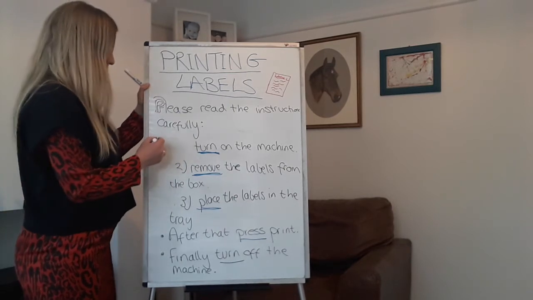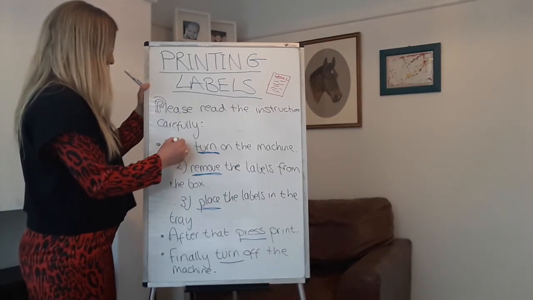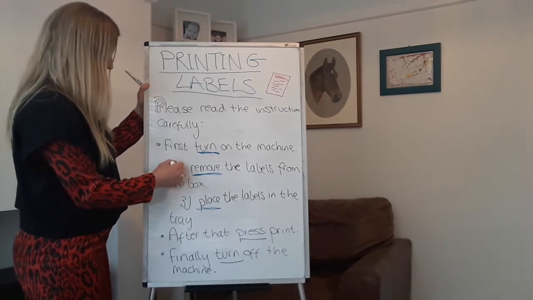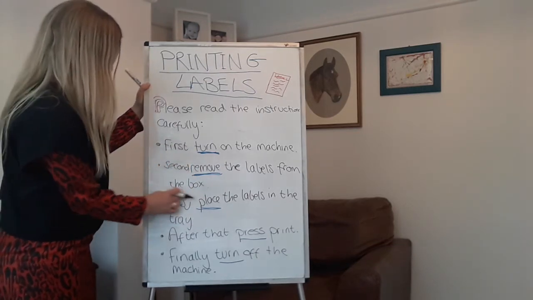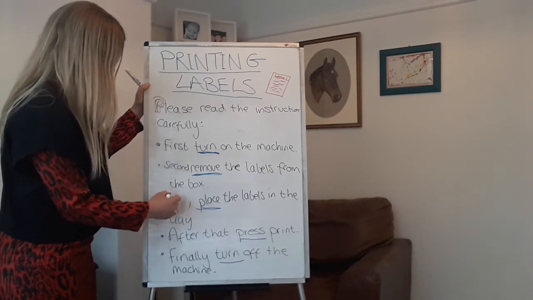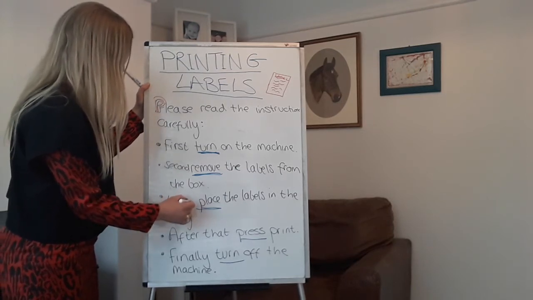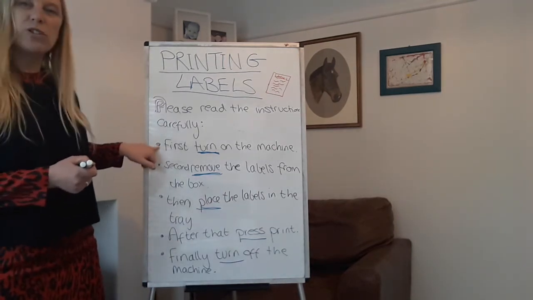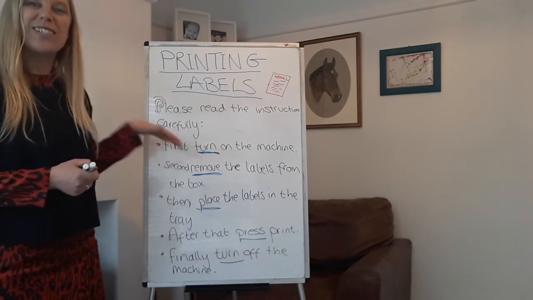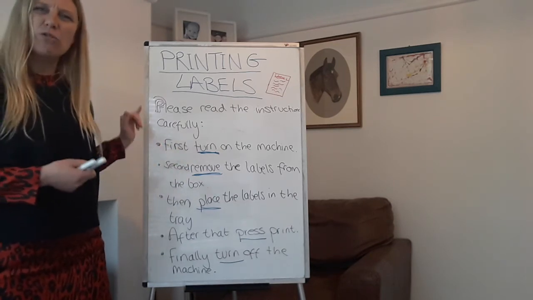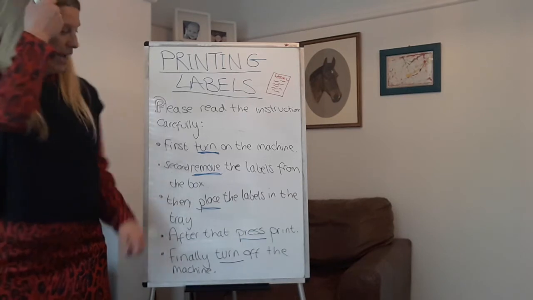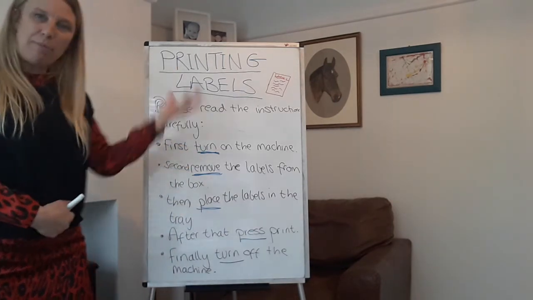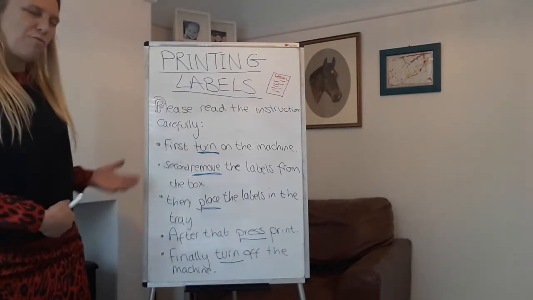But if we're using first, second, we can use as well. And then, or next, etc. Okay? Then we just would use bullet points because we don't want to have 1 first, 2 second, 3 then. We would just use bullet points. Okay? And we would use that before the base form of the verb. So, this is my poster. These are my instructions for printing labels.